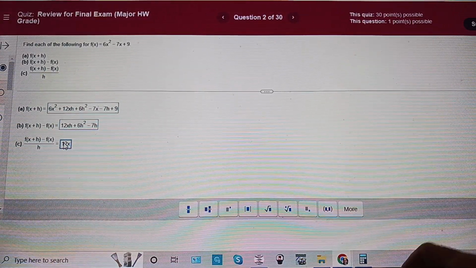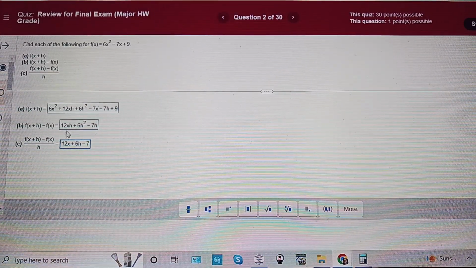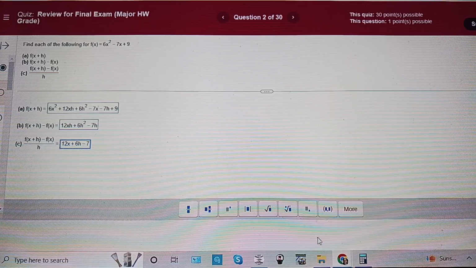12x plus 6h minus 7. This is what algebra says the answer is. When you get these, this is called a difference quotient in algebra. f of x plus h minus f of x all over h. In algebra, they teach this, and a college algebra student would just say this is the answer. They don't know any calculus, obviously.